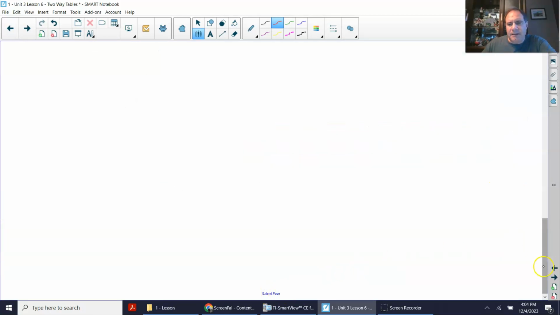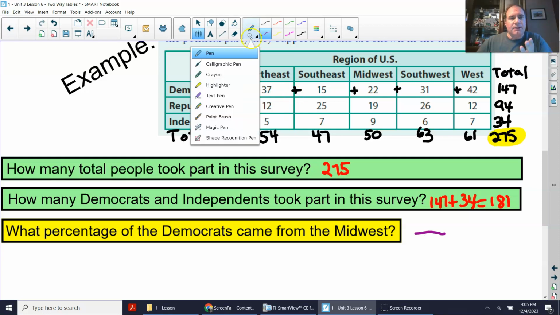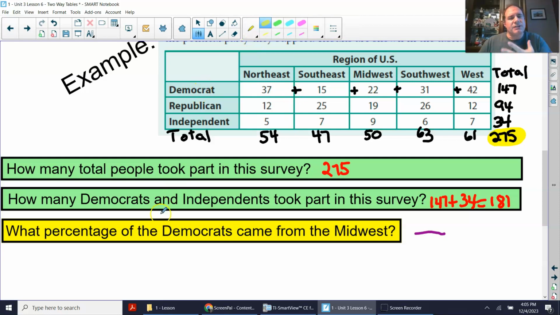What percentage of Democrats came from the Midwest? Every time that you have a question like this, you just have to remember you have to create a fraction and it's part over whole. The one thing that you have to remember is that the bottom number has to be known before you put in the top number, your numerator. So the denominator is very important. That's the whole amount. That's the amount that you are asked to create the percentage from.